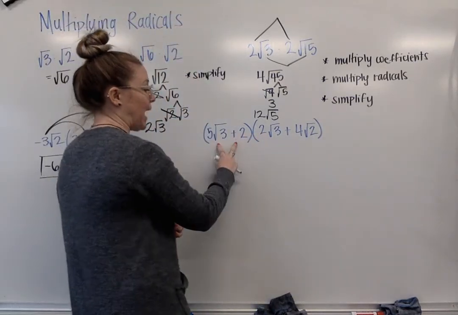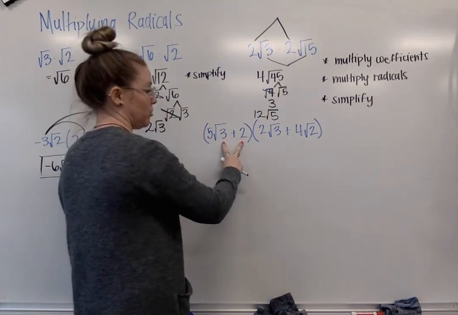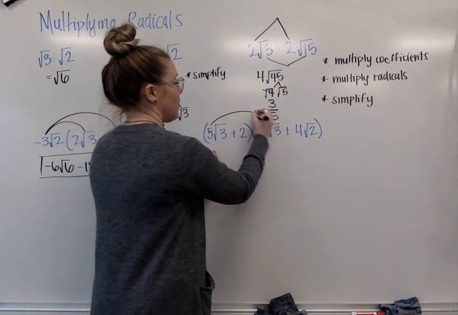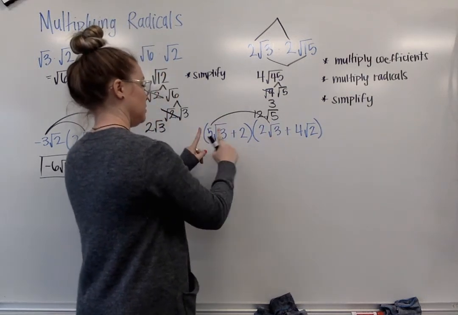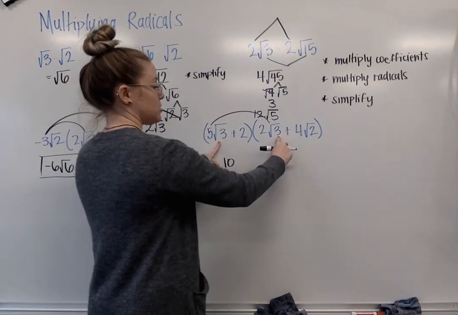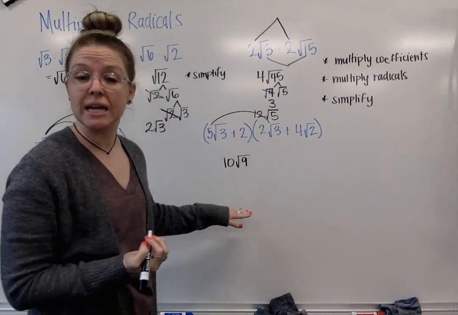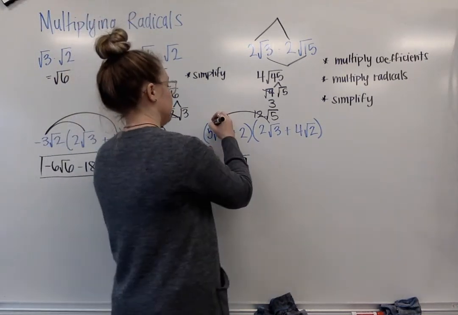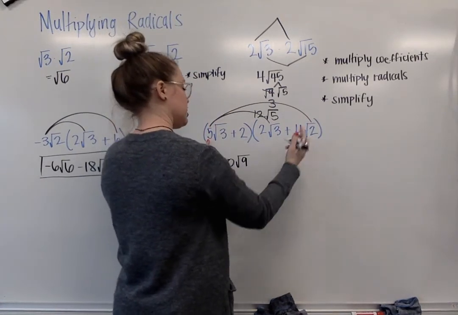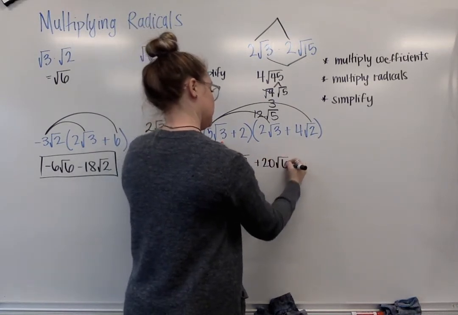Here we have a binomial times a binomial, so I'm going to distribute both terms from the first binomial to both terms of the second binomial. So 5 root 3 times 2 root 3. 5 times 2 is 10, and then the square root of 3 times the square root of 3, we'll go ahead and write that as the square root of 9, just so we take this step by step. Then I'm going to take 5 root 3 times 4 root 2. 5 times 4 is 20. Root 3 times root 2 is root 6.